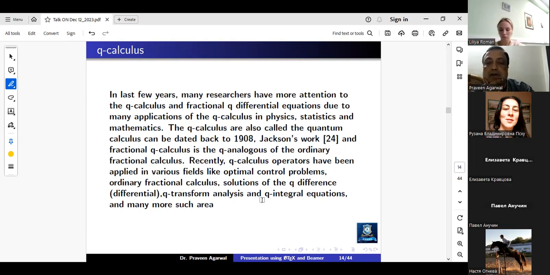Recently, q-calculus operators have been applied in various fields like optimal control problems, ordinary fractional calculus, solutions of q-difference equations, q-transform analysis, q-integral equations, and many more such areas.